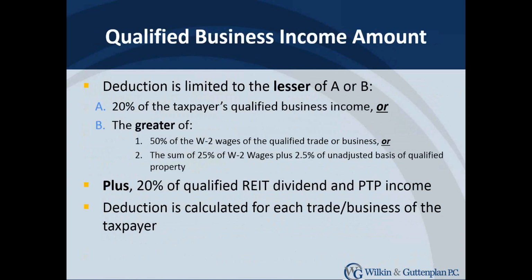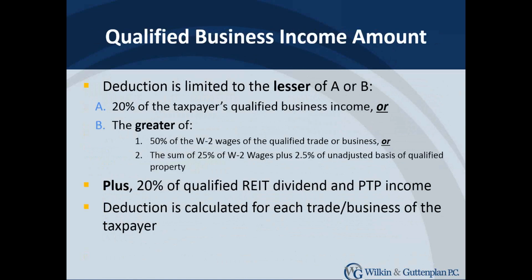So I think that's where the real estate industry is really going to benefit here, and this was written in with the real estate industry in mind, that they didn't want to exclude apartment building owners and other real estate types of investments due to the lower wages. They really beefed up the limitation by giving 2.5% of the unadjusted basis of the property. And then you add in 20% of qualified REIT dividend income and publicly traded partnership income afterwards, after you apply the limitation to your regular qualified trade or businesses.